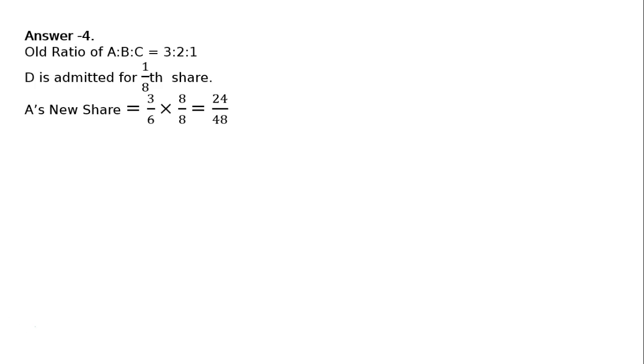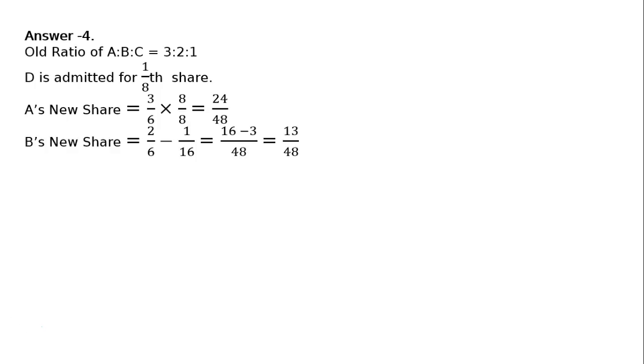Answer 4. Old ratio of A is to B is to C is equal to 3:2:1, given in the question. D is admitted for 1/8 share. A's new share, that is 3/6, and the denominator of B and C will be 48. Hence make this denominator 48. Hence multiply the numerator and denominator both by 8/8, that is 8 threes are 24 upon 48.